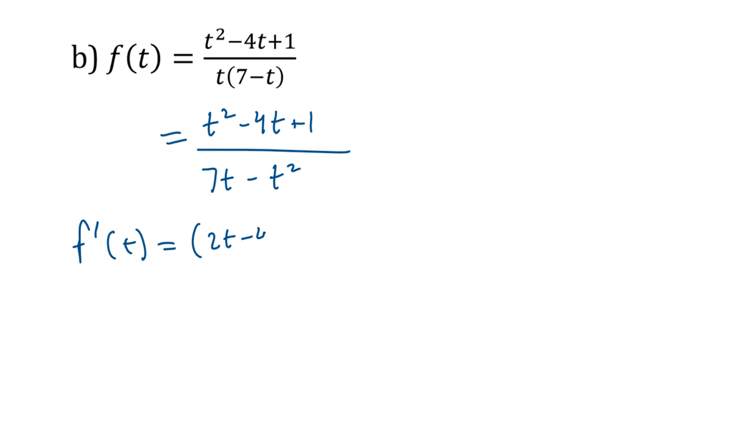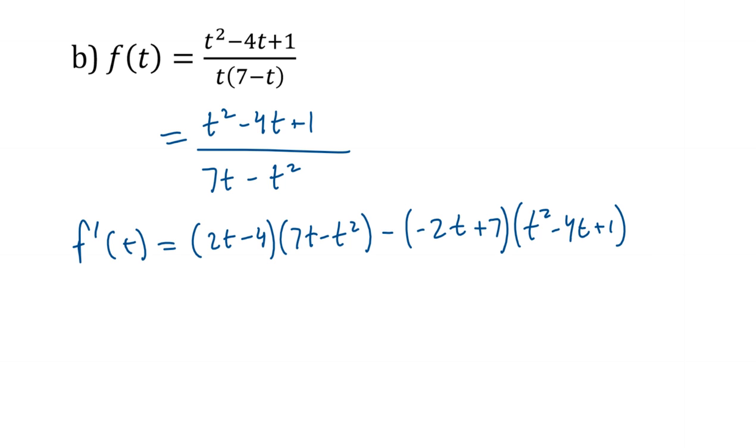2t minus 4. And oh my goodness, that better be in brackets, right? There's another mistake that people make. Times the bottom, minus the derivative of the bottom. Go ahead. Negative 2t plus 7, times the top, all over the bottom squared.